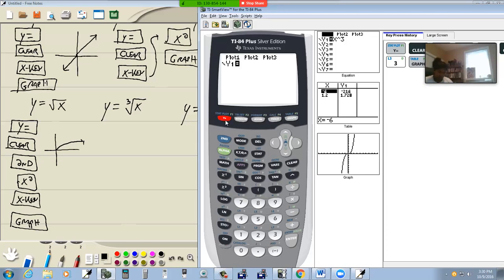So I press my Y equals, clear. Square root, I do second x squared. It puts a square root on there, and then I put my X key. You don't have to put closing parentheses at the very end on a TI-83, TI-84. It's very forgiving about that. And then you just simply press graph. And this is why if you're plotting points, it's nice to know what generally the graph's going to look like, so you can plot enough points to get the look.